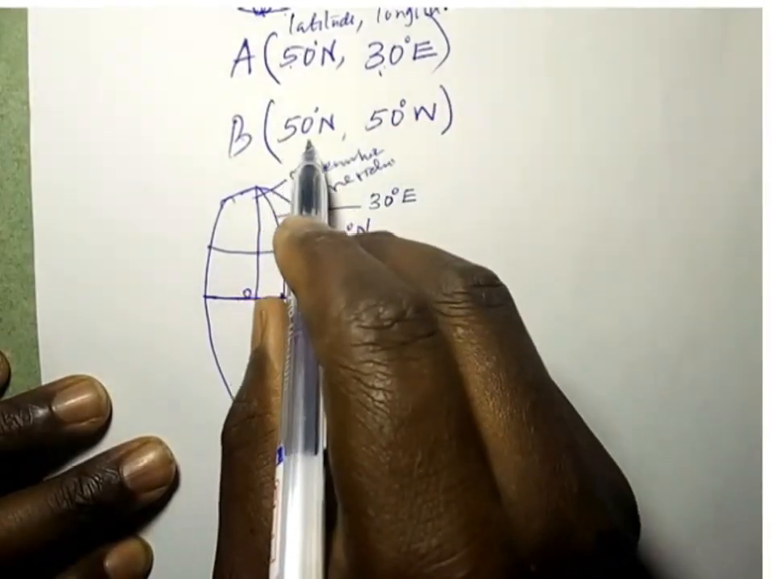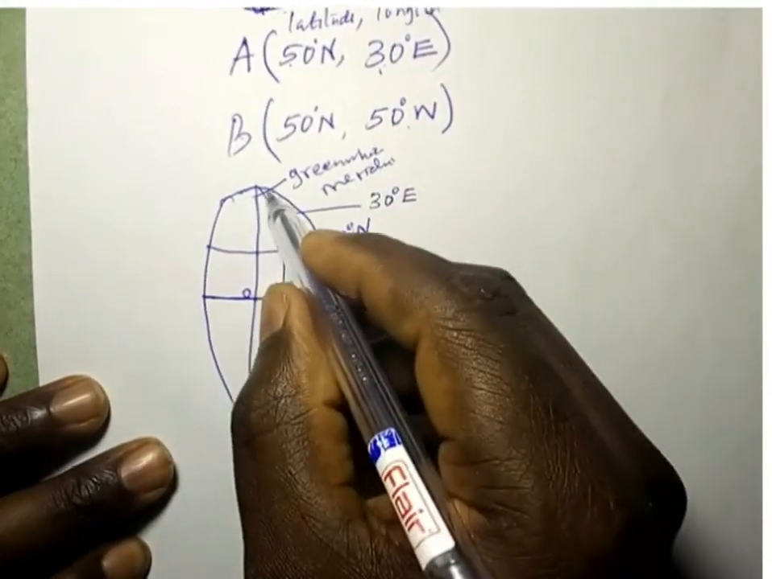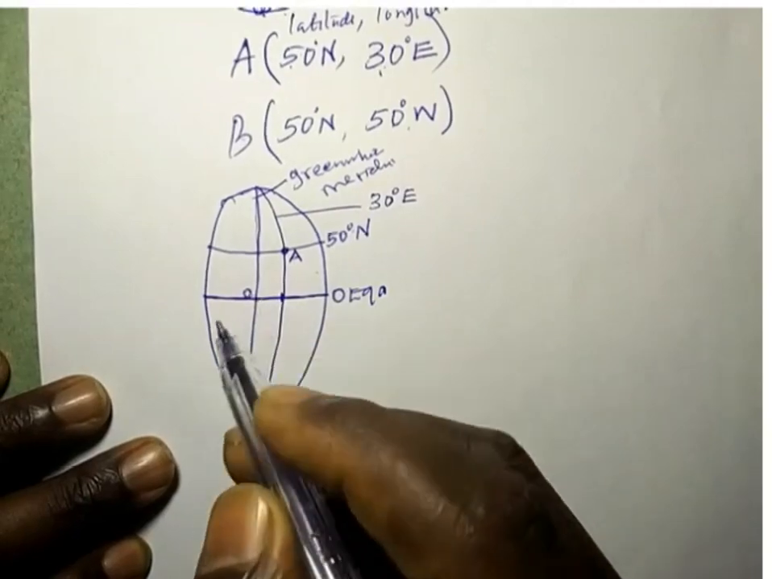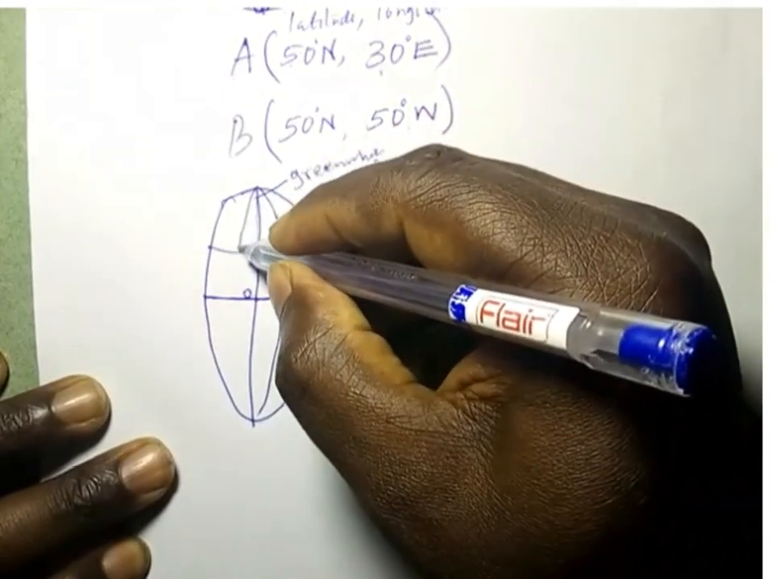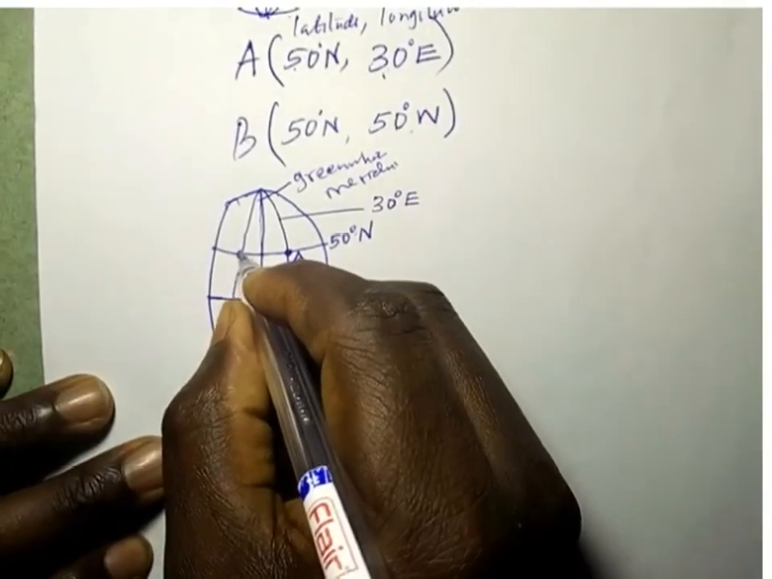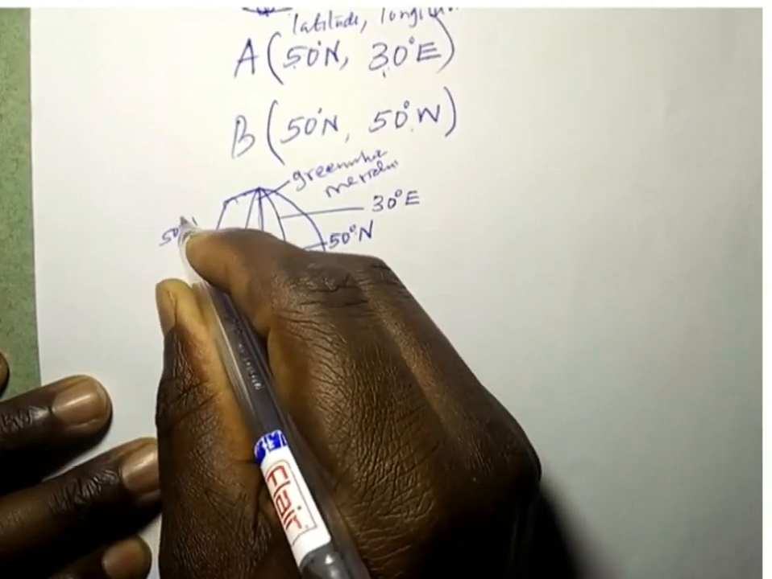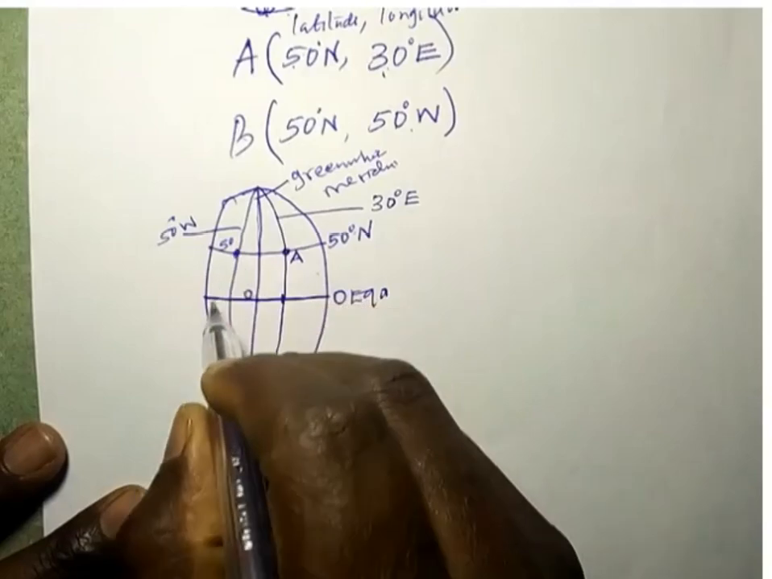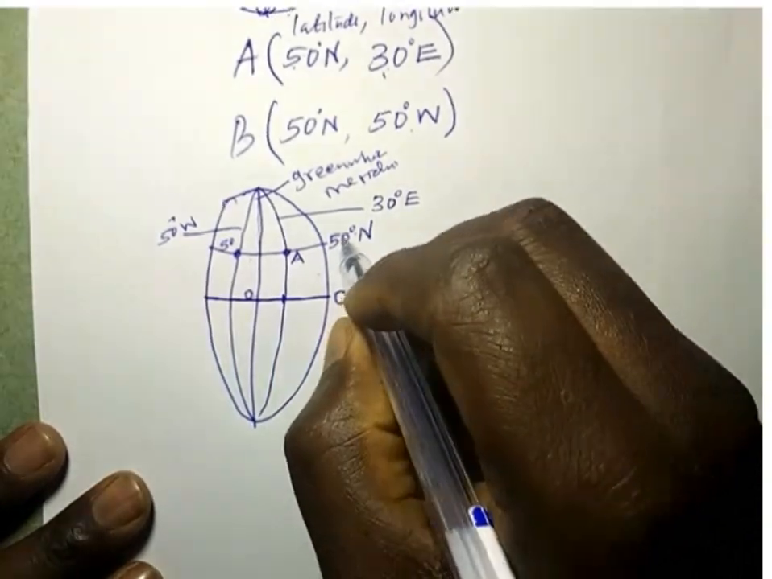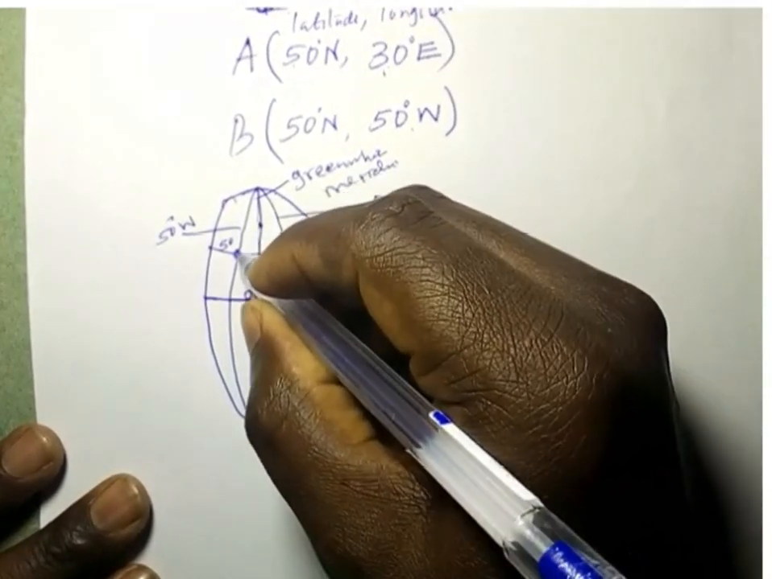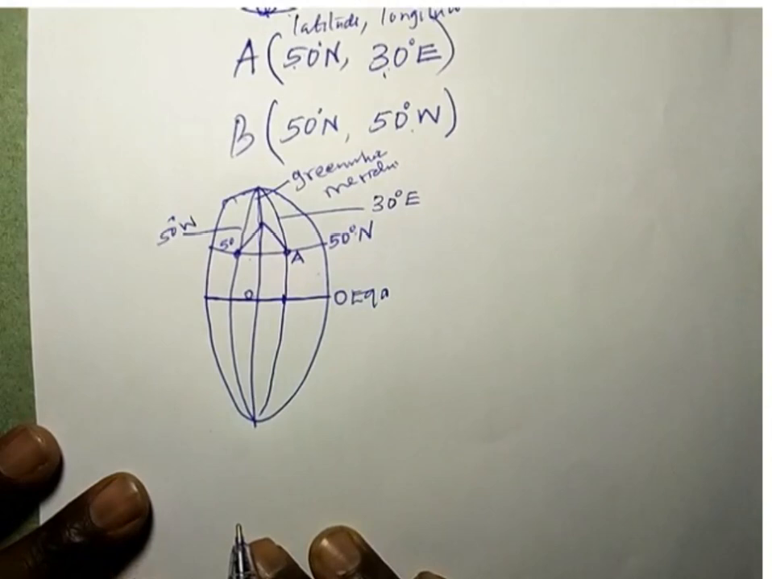Point B is on the same latitude 50 and 50 west. West is the longitude. We come back to the latitude, the longitude, and then we measure from there. If this is 0, then 50 will be somewhere here. So here is 50, 50 degrees west. So we have plotted the two points. Because point A and point B lie on the small circle, their center is here. This is where their center is.